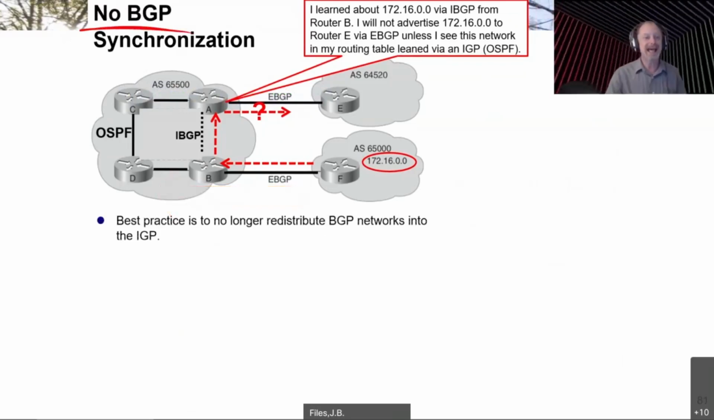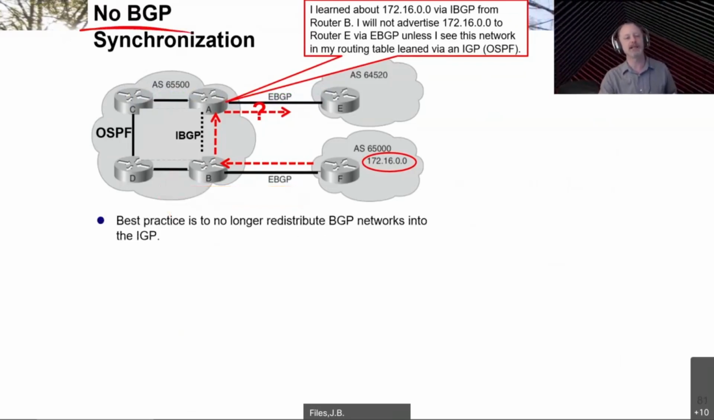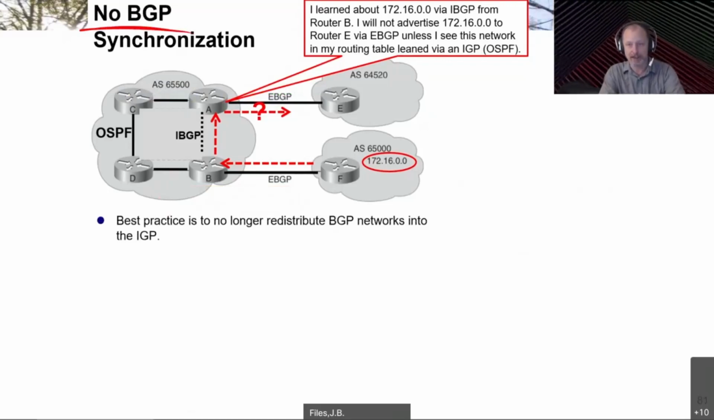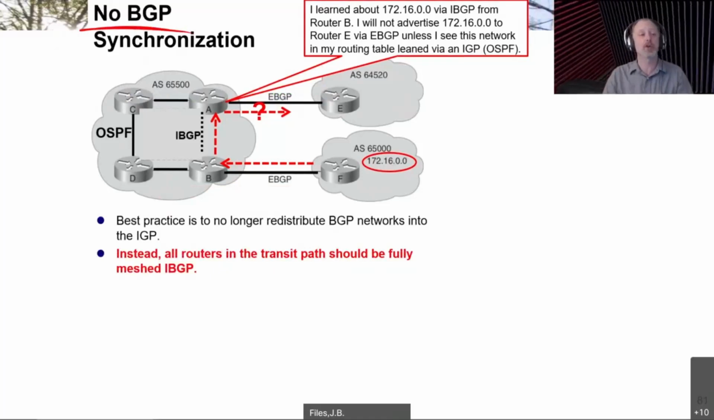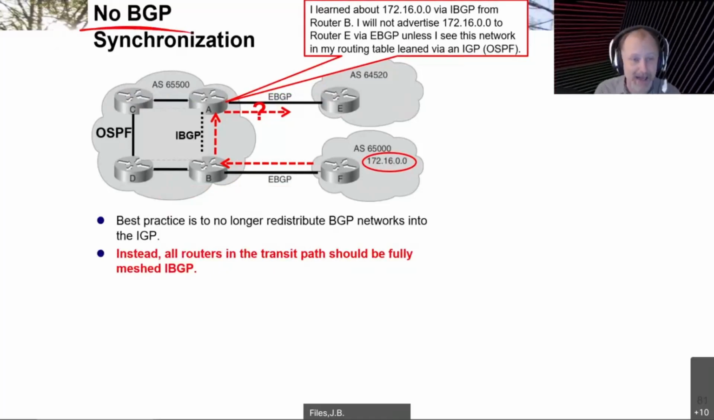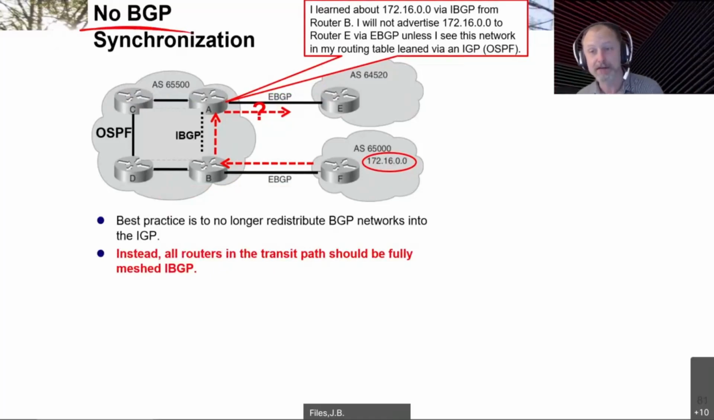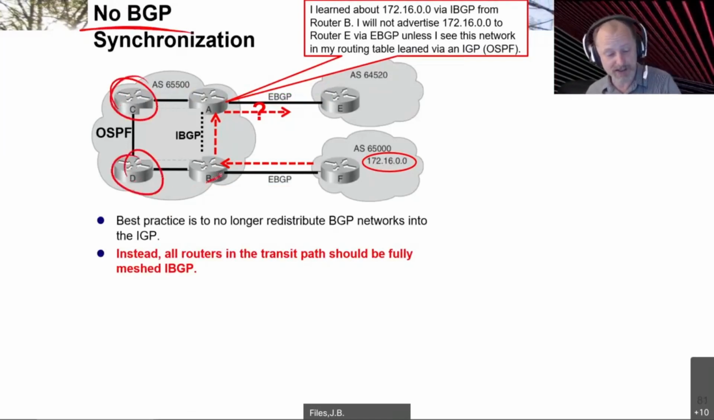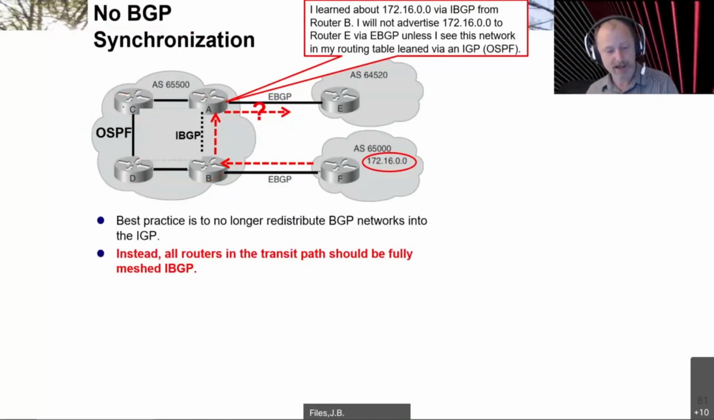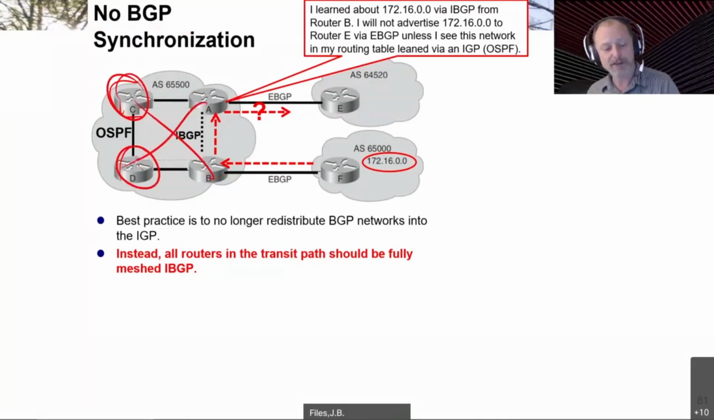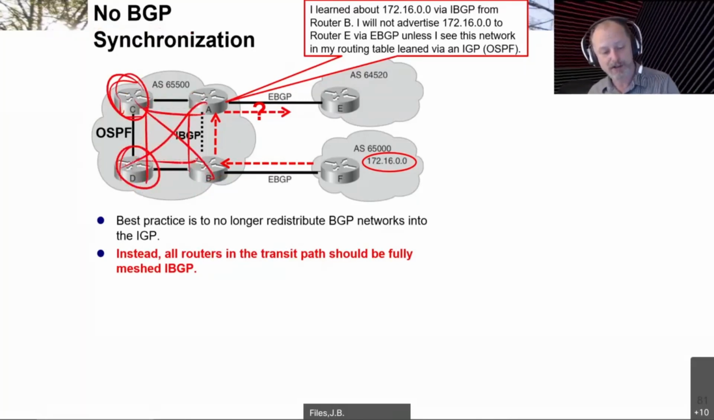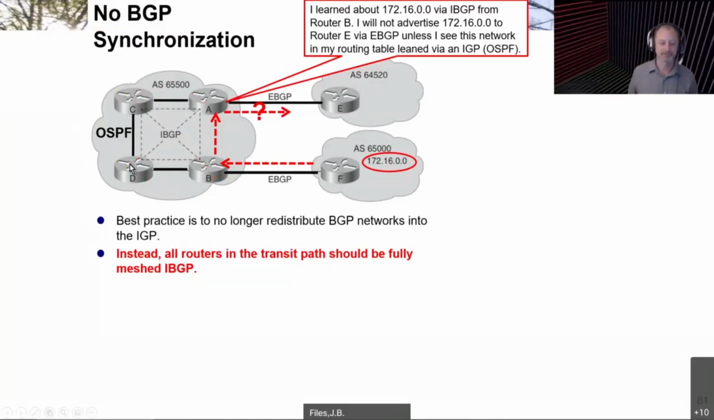We cannot redistribute BGP networks into the interior routing protocol. There's just too many of them. Instead, we need to make sure that all the routers in the transit path run iBGP. So this one and this one, because this is the transit path. iBGP, and of course they all have to be fully meshed with each other.